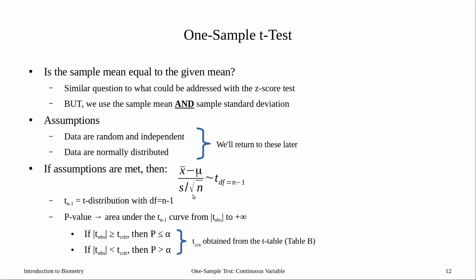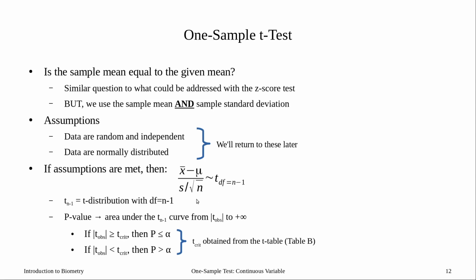Now just like a z-test, we're going to do this conversion. We're going to take our sample mean minus mu, and then we're going to divide it by the standard error, where we use the sample standard deviation and the square root of our sample size. But unlike a z-test, when we apply this transformation, it now approximates a t that follows a t distribution with n minus 1 degrees of freedom.